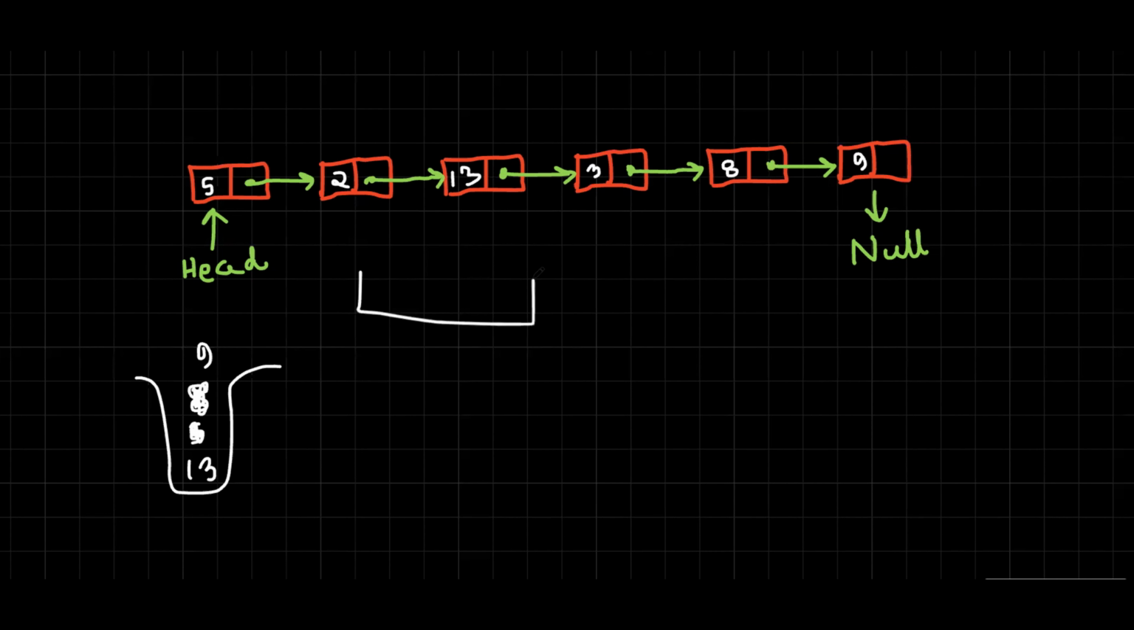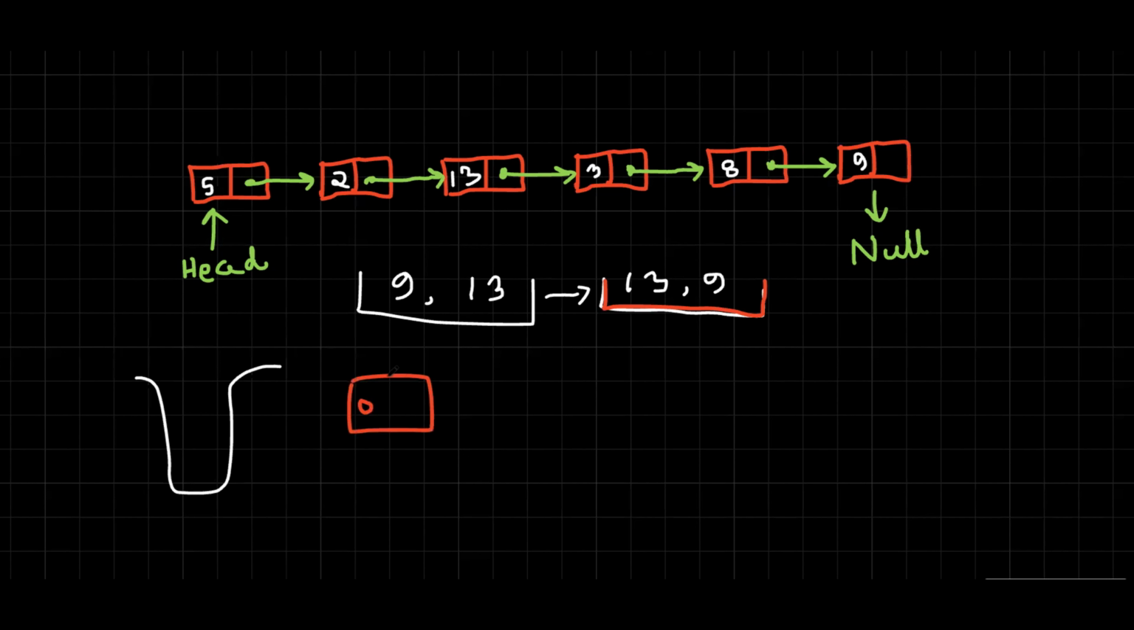Now let's take a vector and add the top element of the stack, 9, here and add the next element 13 here. And if we reverse it, the vector will become 13 and 9. So far so good. Now we have the modified vector, which contains 2 elements, 13 and 9. Now we can take a dummy node. Let's say it is 0. It is the dummy node. Let's mark it dummy.